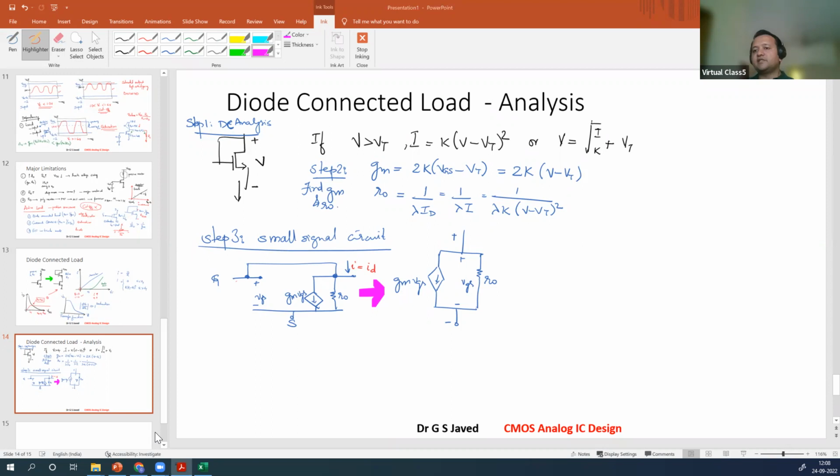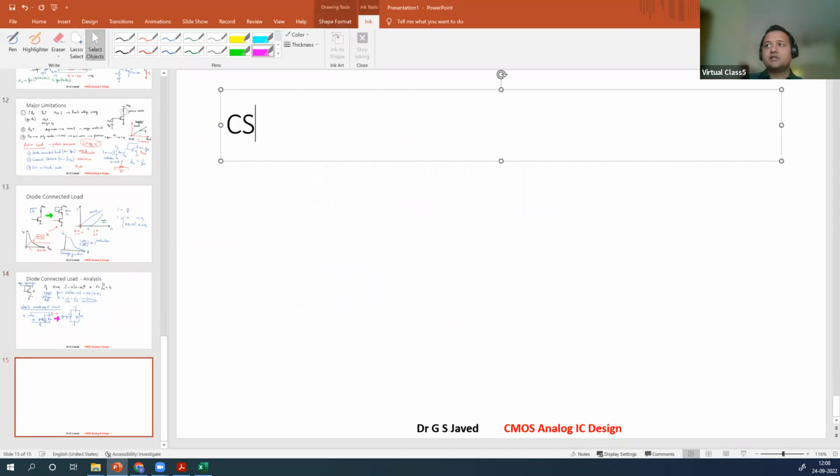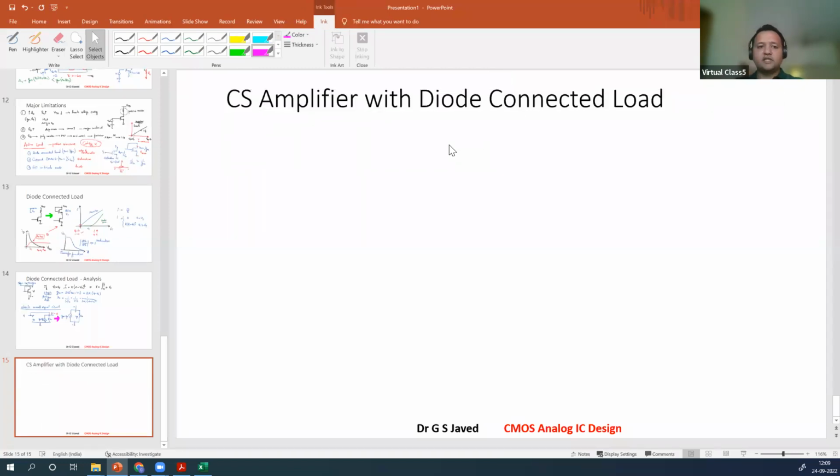Now let us apply this. Now important is application. CS amplifier with diode connected load. What happens in the CS connected? So the circuit will look as follows. First, the active part, right? You have the active part connected to ground. Now you have the load. How does the load look like? Diode connected. Then the VDD power supply.